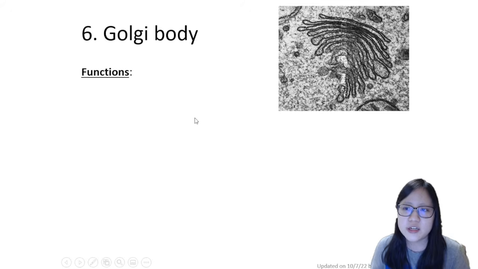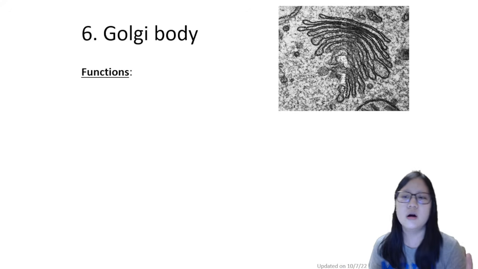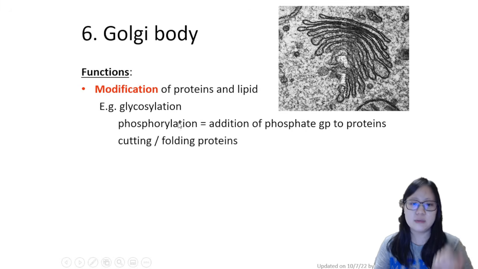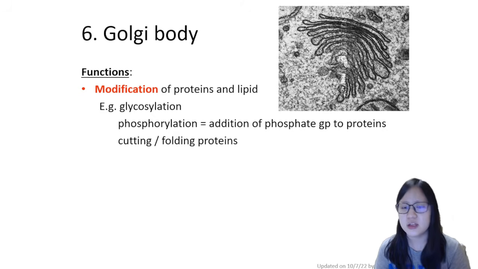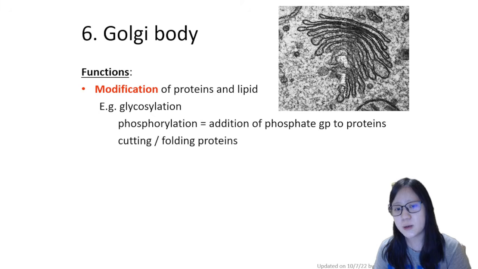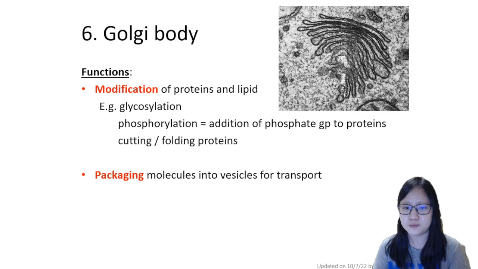A little bit more about the Golgi body. Let's talk about the function. So why is it constantly budding off and fusing in? What is the function? Number one, it is for modification, mostly of both proteins and lipids. For example, glycosylation. Okay, some overlap in function with the endoplasmic reticulum. That's okay. Our body loves redundancies, basically overlapping function. Phosphorylation, the addition of phosphate groups, is a very common modification, as well as the cutting and folding of proteins. So the Golgi bodies would probably have enzymes in order to carry these things out.